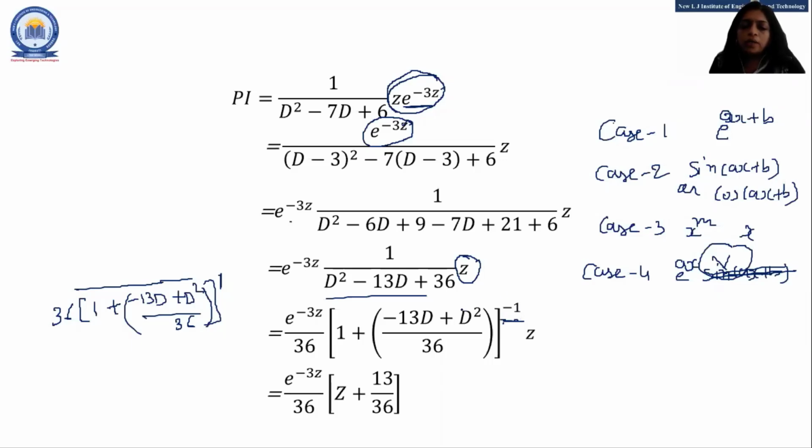Now I'm going to apply the binomial expansion. My binomial expansion of (1 plus x) raised to minus 1. You all know that it is 1 minus x plus x square minus x cube, and so on, right? But the power of D is 1 only. That's why I want the maximum power of D to be 1. So here 1 into z will give z. Then minus 13D upon 36.